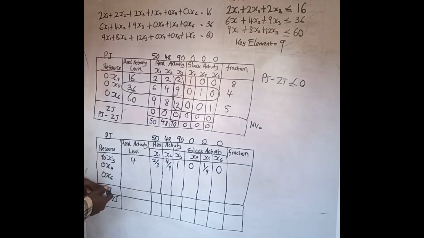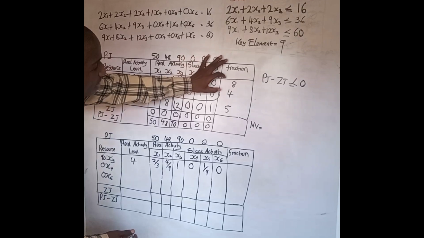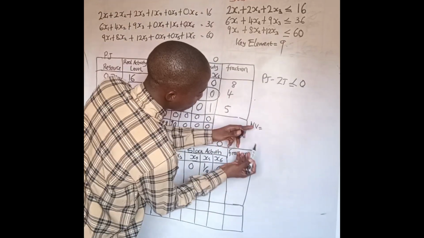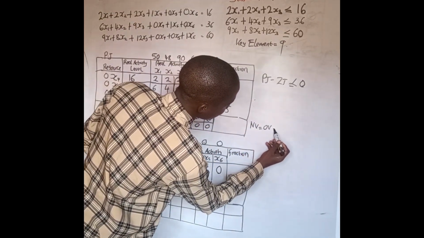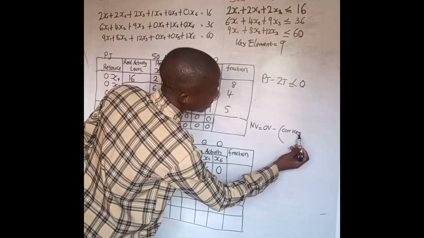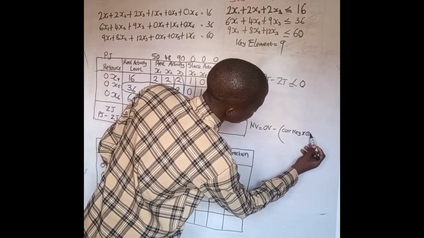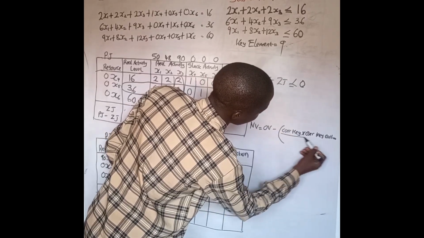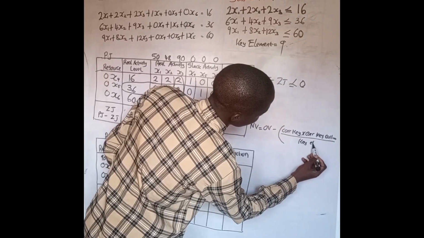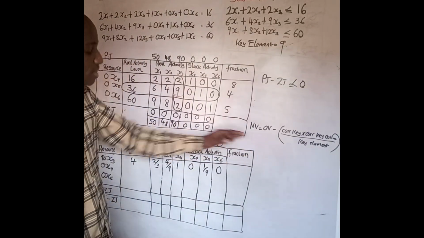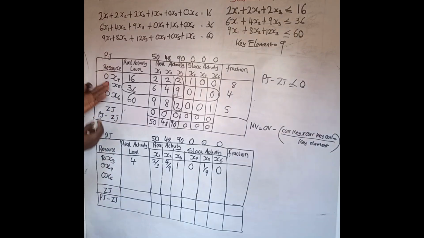Now if you want to get the new value for this row, let's start with this row, 0x4. This is all the old values for this row 0x4. Now the formula for calculating this is: the new value equals the old value minus corresponding key row element multiplied by corresponding key column element, all over key element. This is the formula for calculating the new value for these cells. Now let's proceed. Let's start with 16.